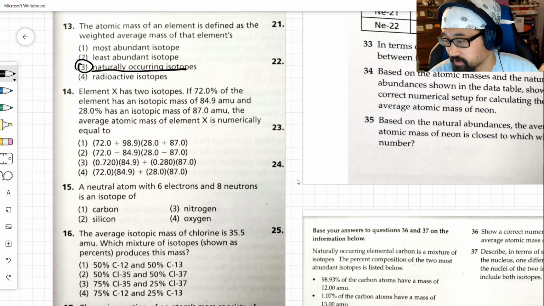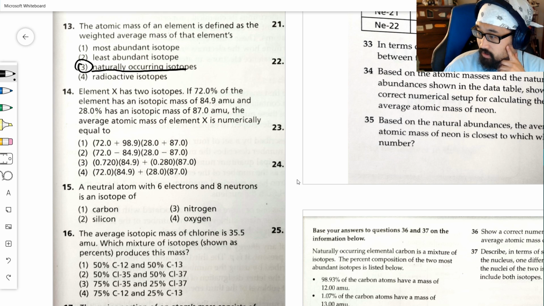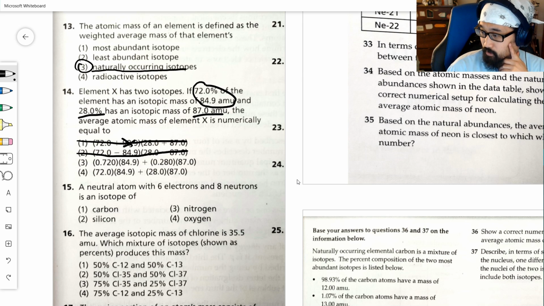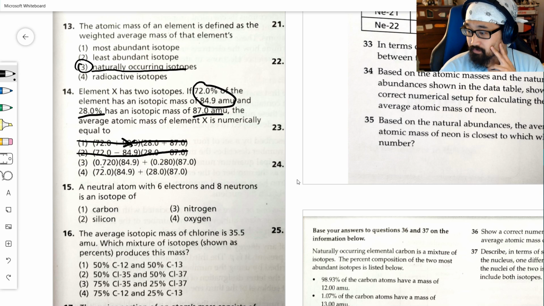Number 14, sorry, we have two isotopes. Here's a percentage and a mass. Here's a percentage and a mass. Let me say that those two are circled, these two are. So I should have 72 plus 98.9. For starters, I don't even know where this number came from, so that is out. 72 minus 84.9. Okay, again, we have to multiply them. And because it's a percentage, we have to divide by 100, but we said that if you turn the percentage into a decimal, you don't need to worry about it. There's choice 3 again.